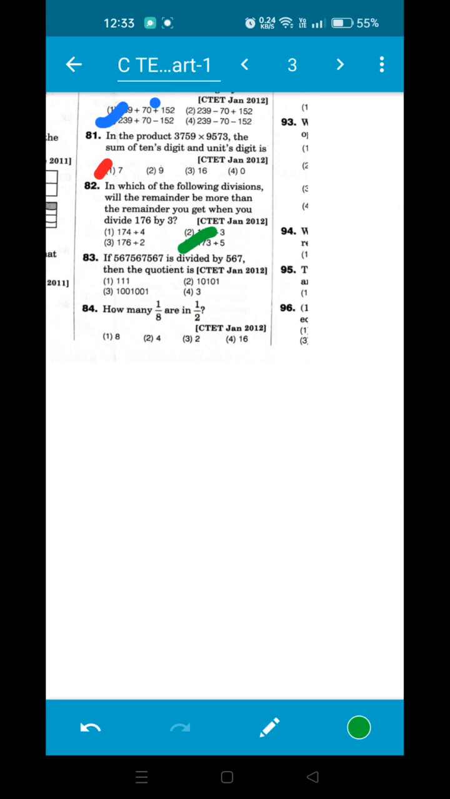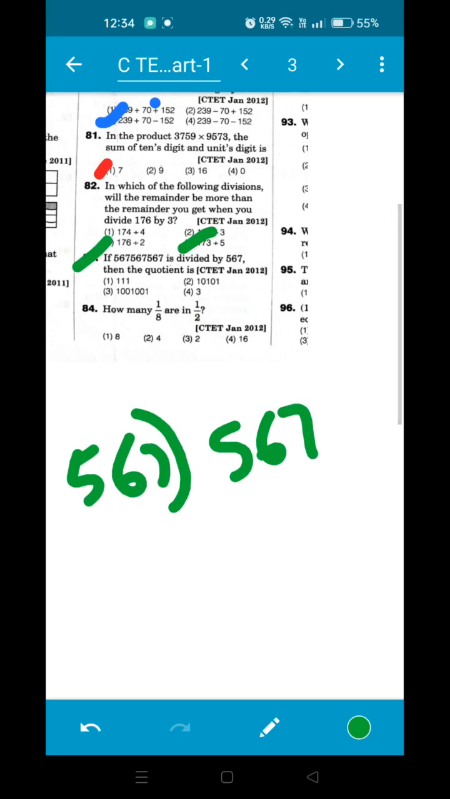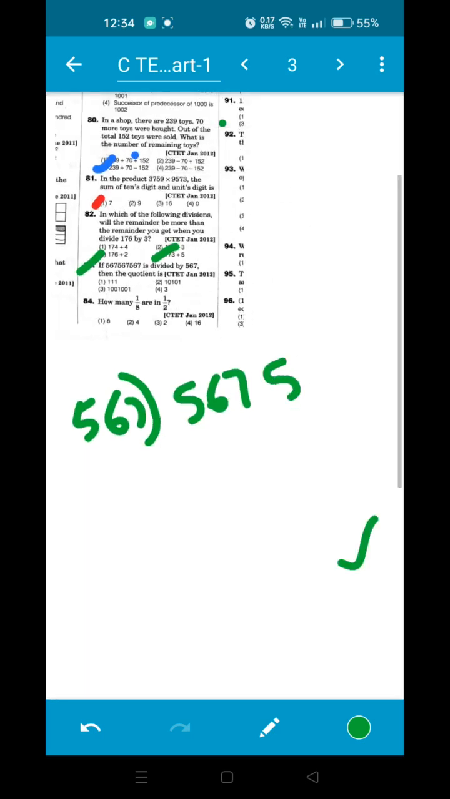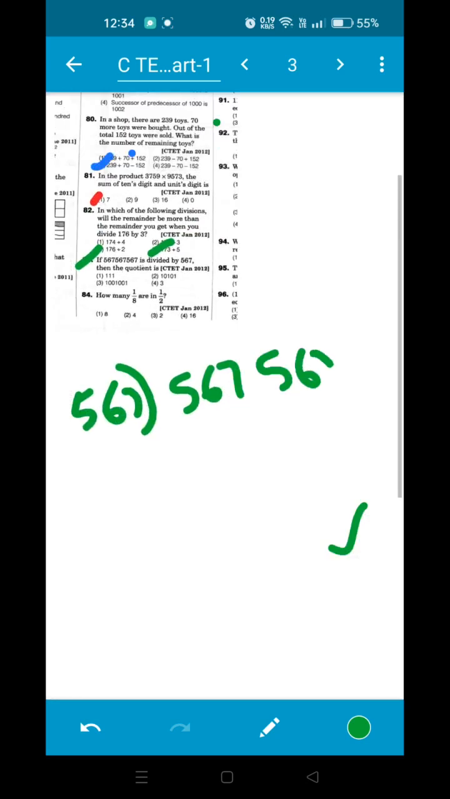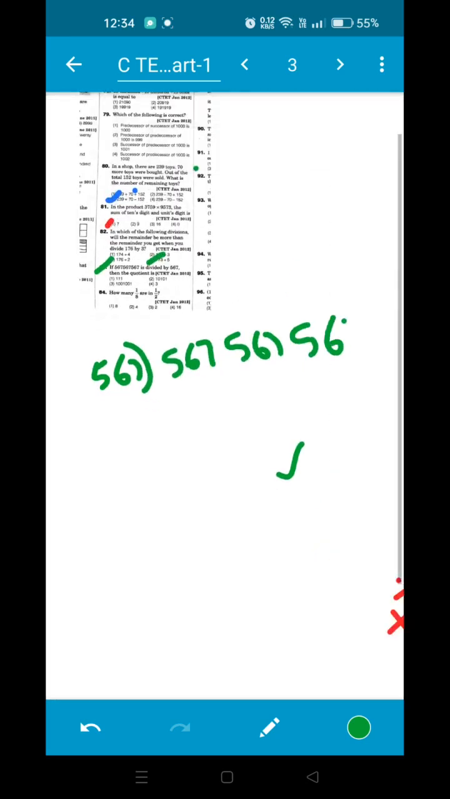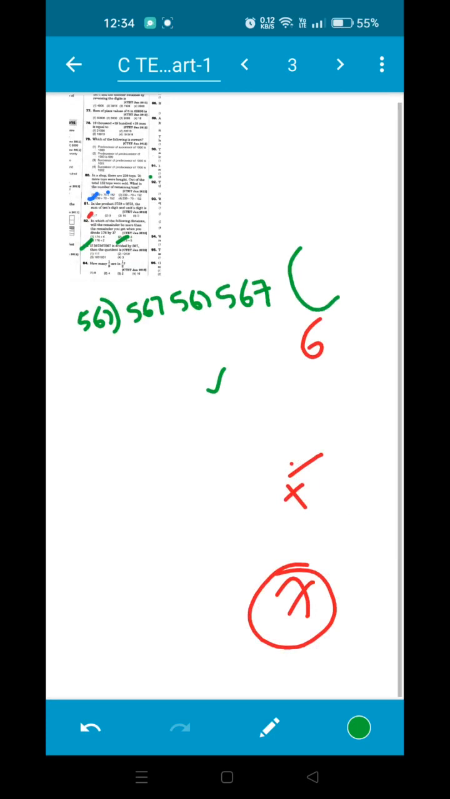Next, question number 83. E is divided by 567. So this one also we have to do the division. If you notice, all digits are similar. 5 6 7, again 5 6 7, 5 6 7, 3 times it is there. While doing division here, need to keep the zeros carefully. That's all.